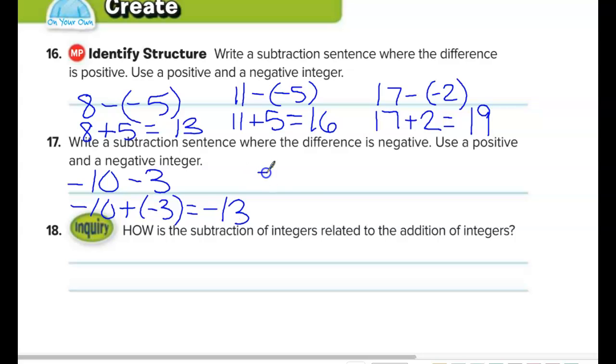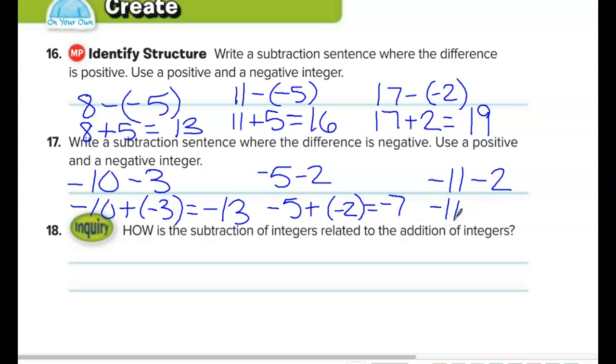I had -5 minus 2. Okay, -5, change subtraction to addition. The opposite of +2 is -2. So then I have 5 negatives and 2 negatives, which gives me -7. 7 negatives. Ellie. -11 minus 2. Okay, I have 11 negatives. I change subtraction to addition. My +2 becomes a -2. If I have 11 negatives and 2 negatives, I have -13.